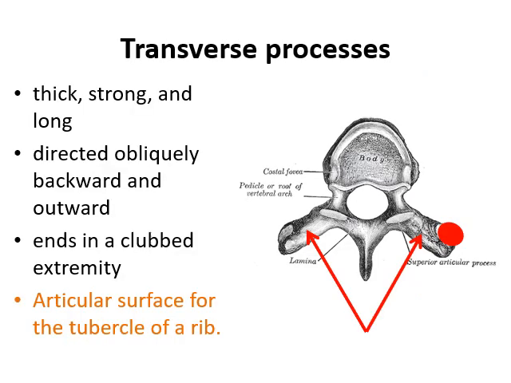Now let's look at the transverse processes. They go transversely, that's why they are called transverse processes, and in thoracic vertebrae they are quite thick, strong, and quite long, and they are directed slightly backwards and outwards. They have a clubbed extremity, and they have a nice smooth articular facet for the tubercle of the rib.